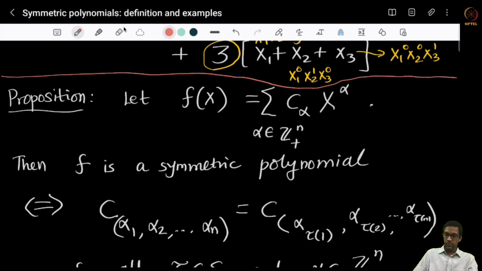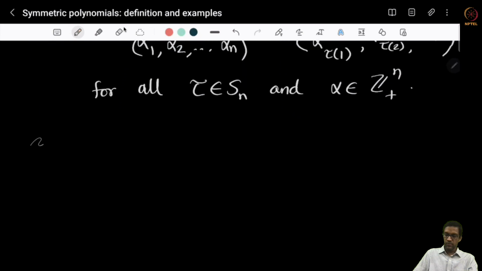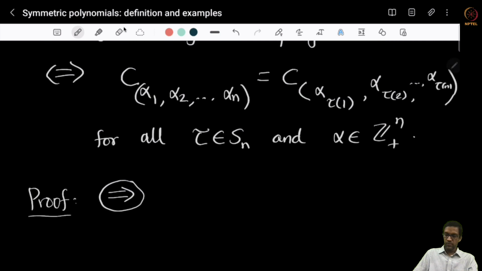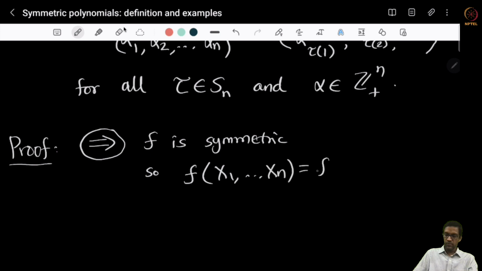Proof is more or less obvious from what we have said before, but let's do it nevertheless. At least I'll indicate how to formally write this out. So let's prove the forward direction, which is if f is symmetric, then this particular property holds, the coefficient equalities. So observe, f is given to be symmetric. So f is symmetric means what? The defining property of symmetry says I can permute my variables and the polynomial won't change.